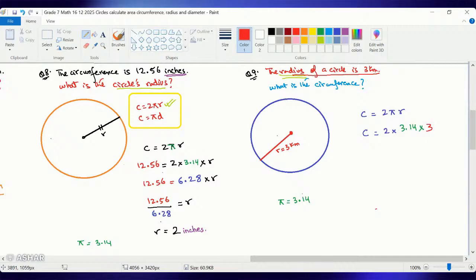So once we put the values into the calculator, we can say 6 is multiplied by 3.14. Using a calculator or doing this long multiplication, the answer comes out to be 18.84 kilometers.